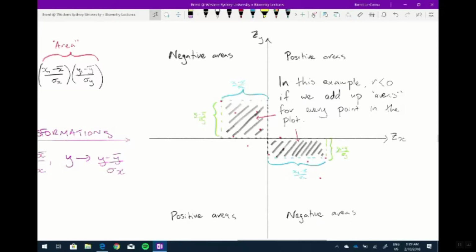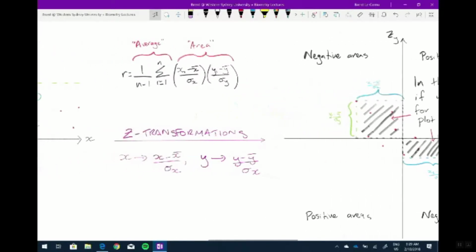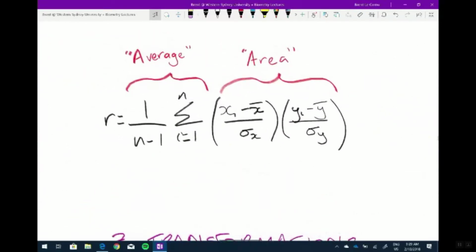So we add up all of those areas, and then we take the average. That's what this formula is telling you. The product of z-scores. You get an area in your scatter plot when you multiply the z-scores by each other. When you add them all up and divide by n minus 1, it's like getting the average area. That's what the correlation is, okay? The more tightly correlated your variables are, the closer that will be to either -1 or +1. The looser they are, the closer that will be to 0, okay?